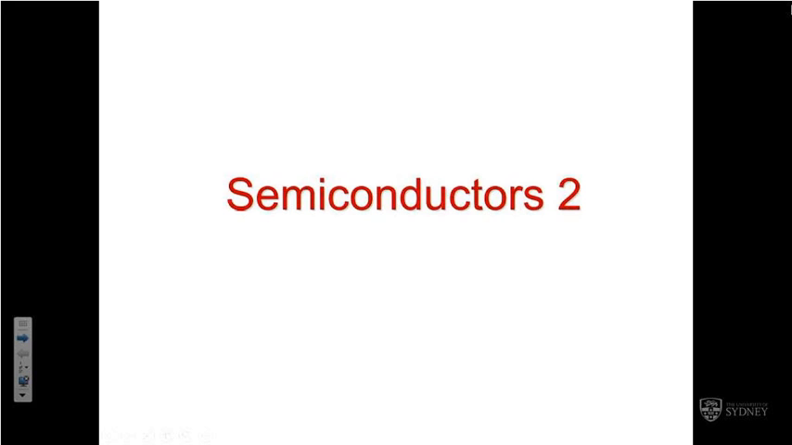Okay, let's start with the second part of semiconductors. And on Friday, we'll start magnetism. There'll be a couple of magnetism lectures.